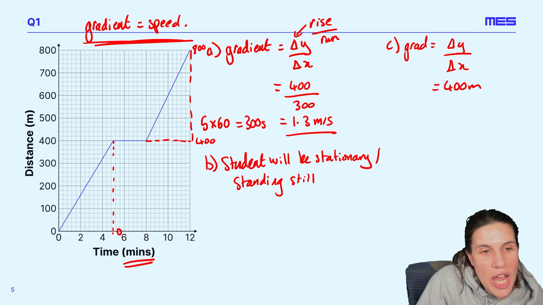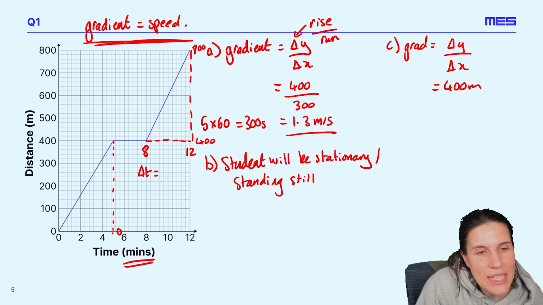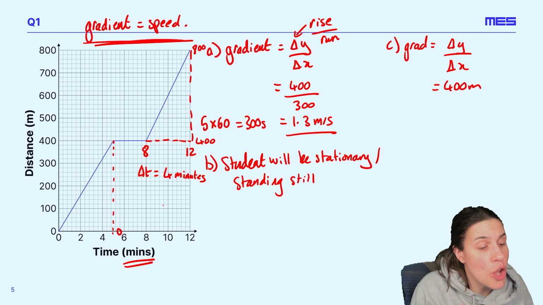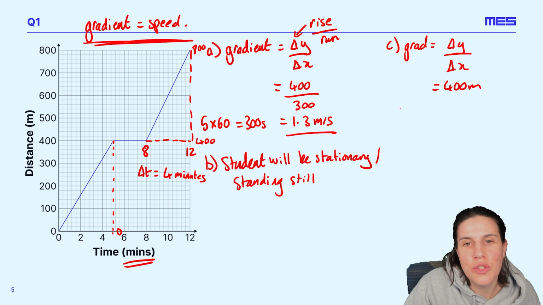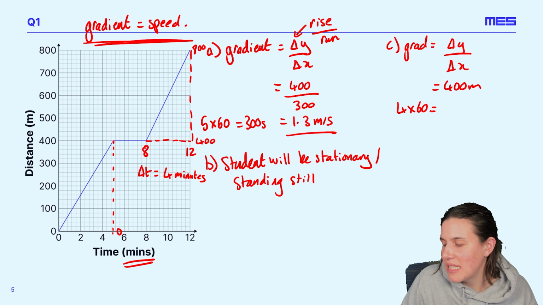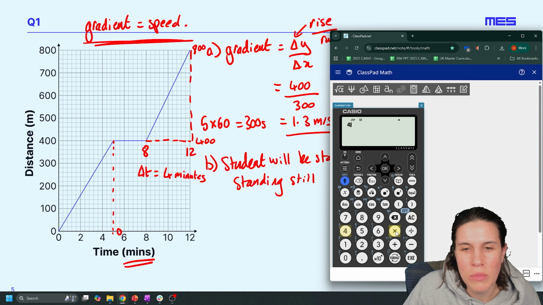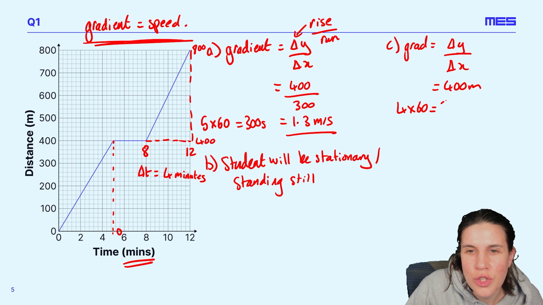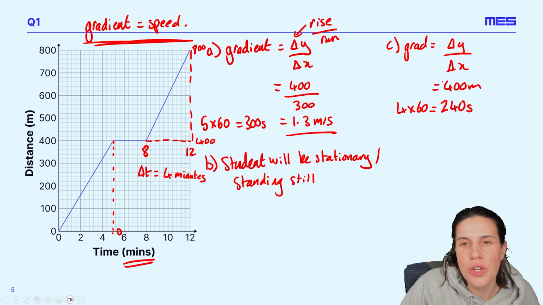I then need to look at what the change in x is, or the change in the time is. We're going from 8 minutes to 12 minutes. So the change in time is going to be 4 minutes. Now, again, I'm going to want this in meters per second, so I'm going to need to turn my 4 minutes into seconds. So I'm going to do 4 times by 60. I am just going to check this one on my calculator. So 4 multiplied by 60 gives me my answer of 240. Perfect. So 240 seconds. So that means that I can then do, I'm just going to move this down.